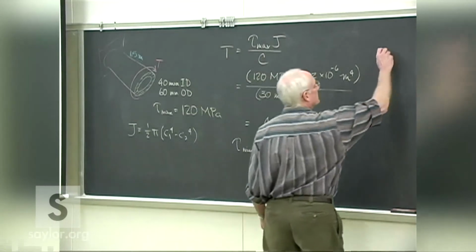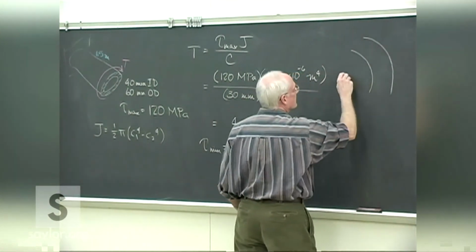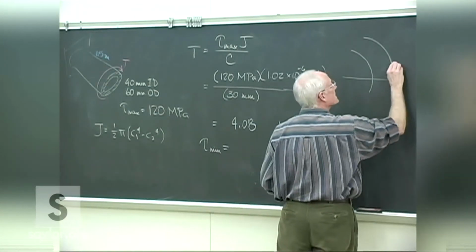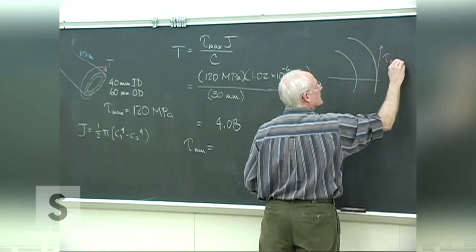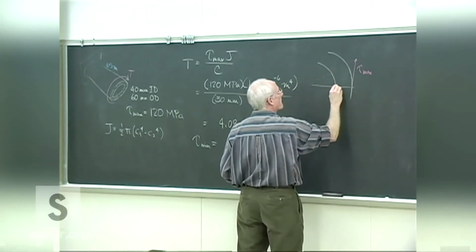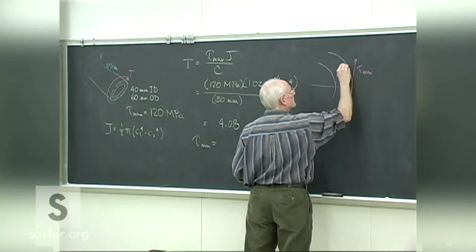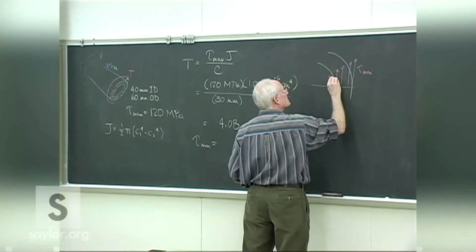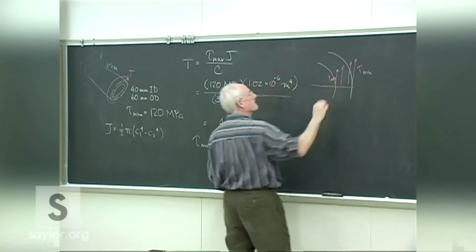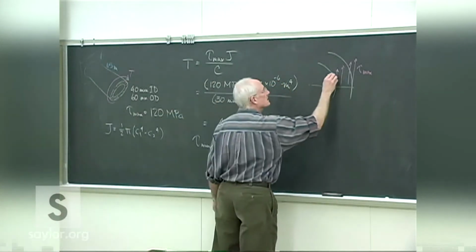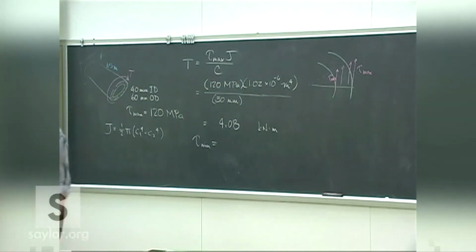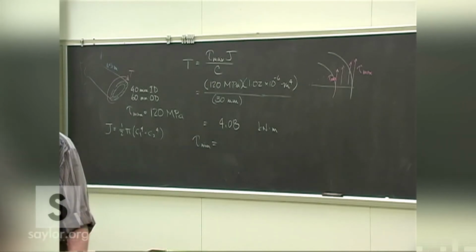Remember, this comes from the fact that the shear stress is linearly distributed. So I'm looking for the shear stress on that inner surface. It could be that for whatever reasons there might need to be some coating there or cladding of some kind, and so you're worried maybe not about failure in the material, but failure in perhaps some adhesive or some bonding characteristics between the two materials.